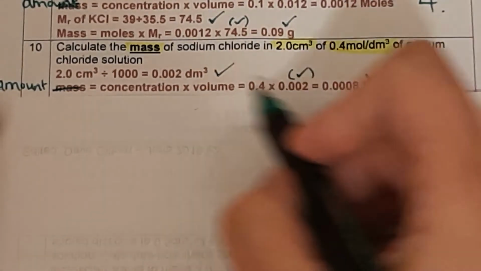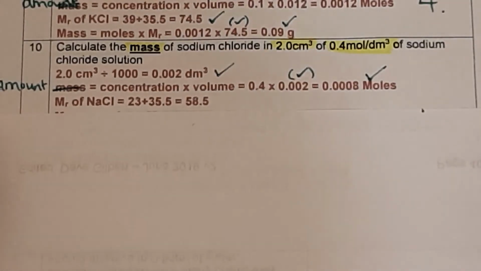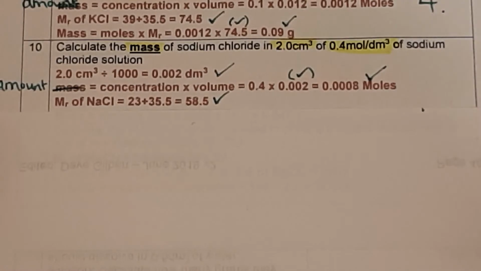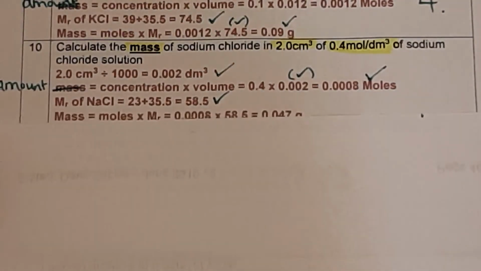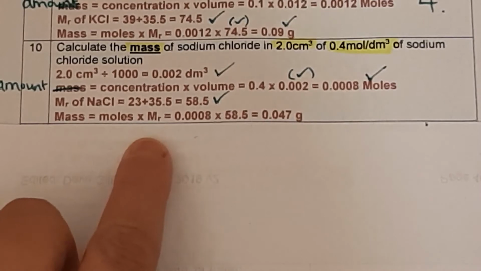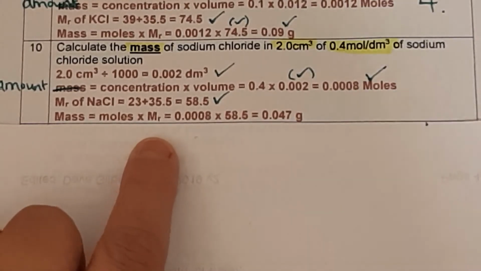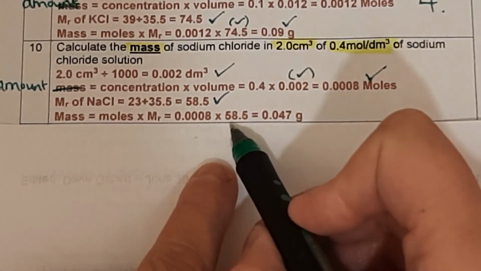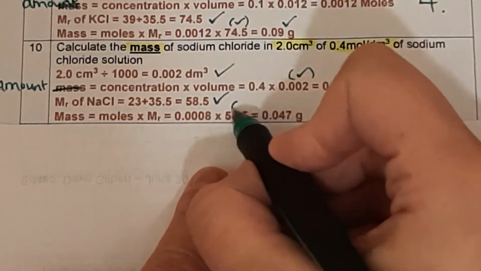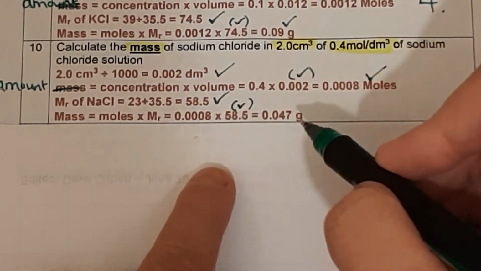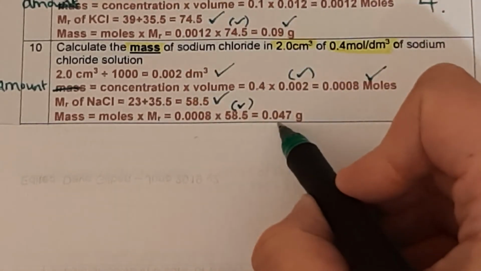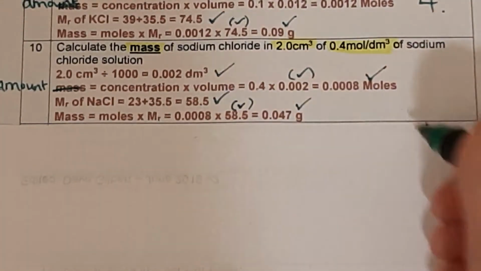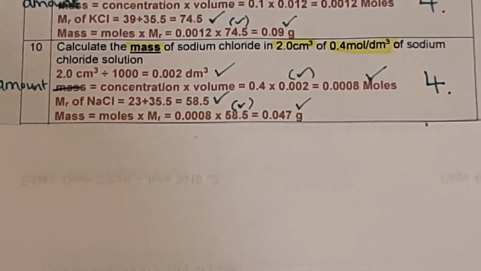Now it says in moles, we need it in mass. So to convert that, we first of all need the relative molecular mass of sodium chloride, which is 58.5, which we've already calculated in question 8. And mass is moles multiplied by the relative molecular mass. So that is 0.0008 multiplied by 58.5, and this is a second opportunity to get this third mark here, giving us a value of 0.047 grams. That's 1 zero between the decimal place and the 47. And that is another question out of 4.